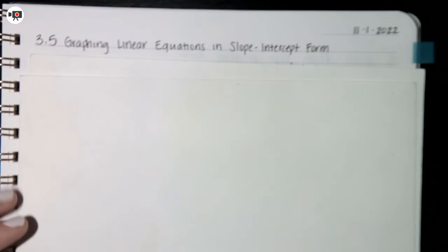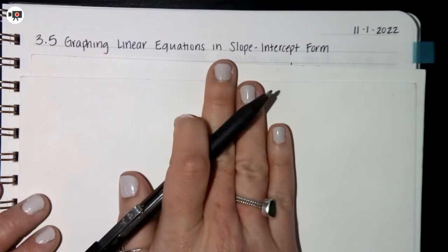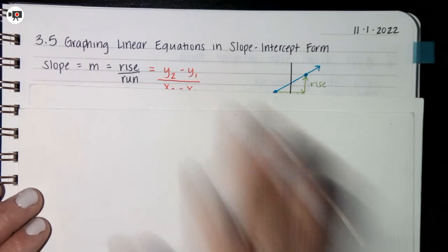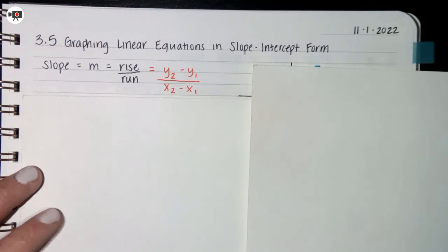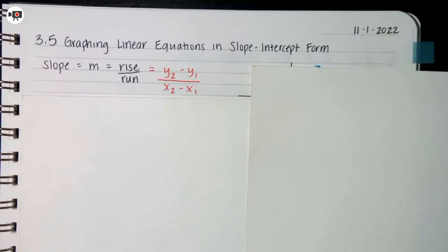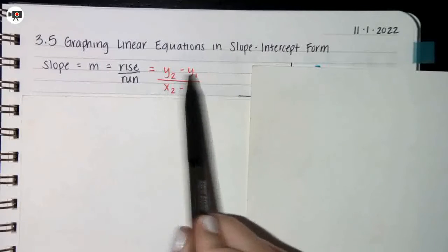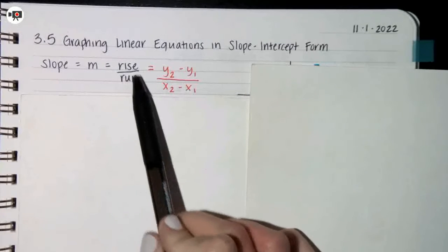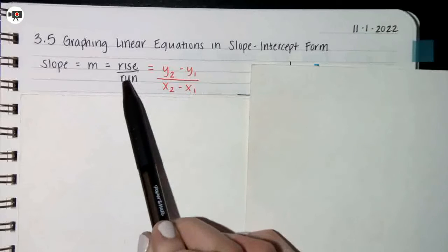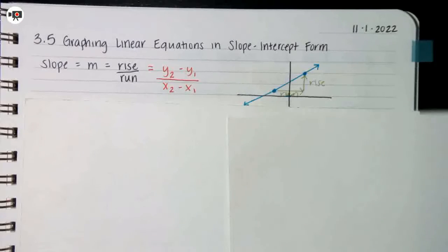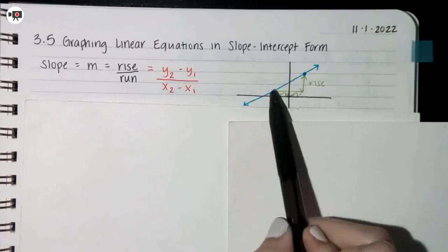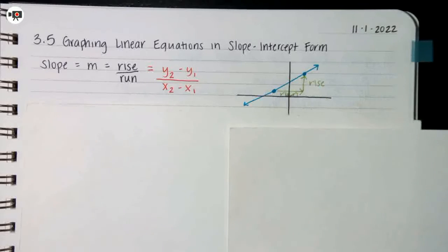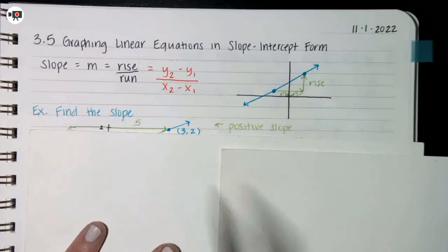This is 3.5, graphing linear equations in slope-intercept form. So, slope is m, which is rise over run, and to find how much our graph is rising, we find the difference in the y values over the difference in the x values, which is how much it's changing side to side. So this would be rise, how much it goes up or down, and run is how much it goes side to side between points. So this is the formula we use to find slope.